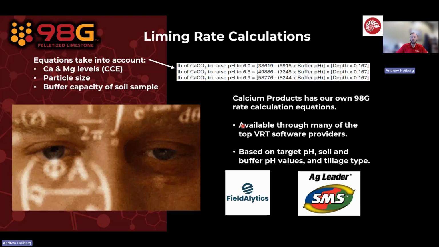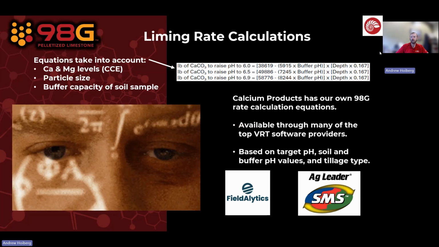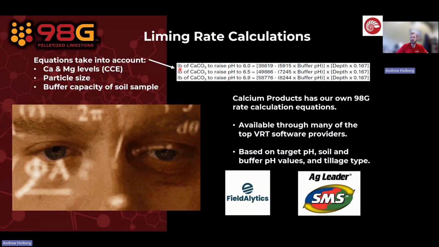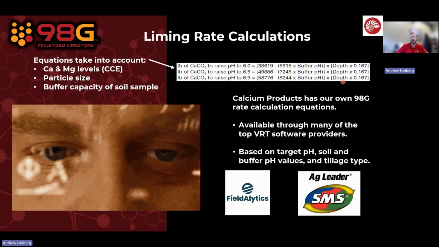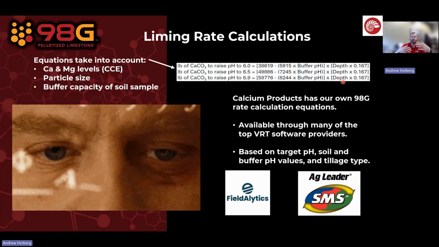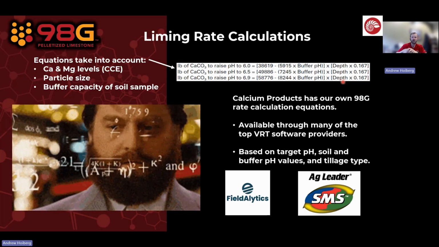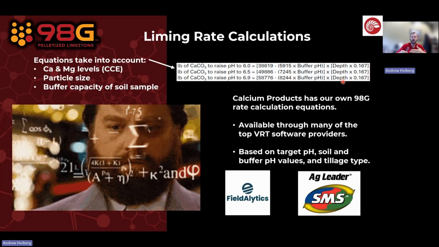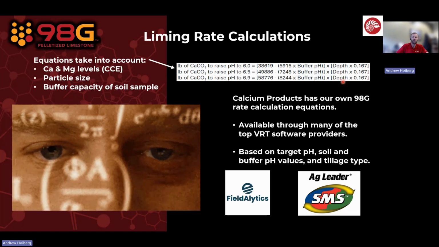So we've got the classic equation GIF here to help illustrate some of the work we've done. These are Iowa State's equations that you see over here. And when we talked about buffer pH and soil pH, there are some sets of equations that take into account the buffer pH only, like Iowa State's does, and then also some states like Wisconsin that take into account both the soil pH and the buffer pH. We use a hybrid approach between the two. We do use both soil pH and buffer pH.